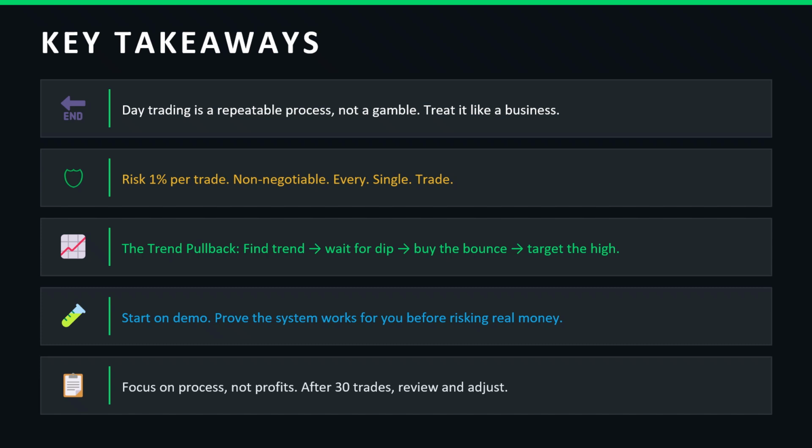The trend pullback strategy gives you a clear path. Find a trend, wait for the dip, buy the bounce, and target the previous high. Always start on a demo account. Prove the system works for you before you risk your hard-earned money. And above all, focus on your process, not the profits. After 30 trades, review your journal, learn from it, and then you can begin to refine.